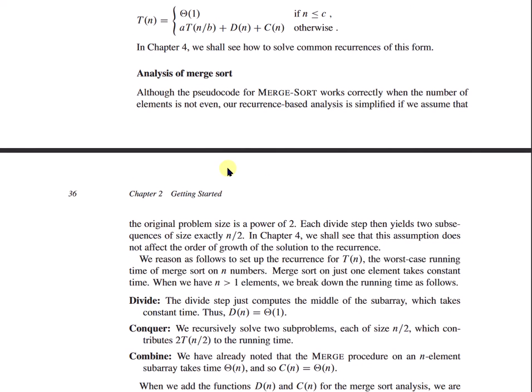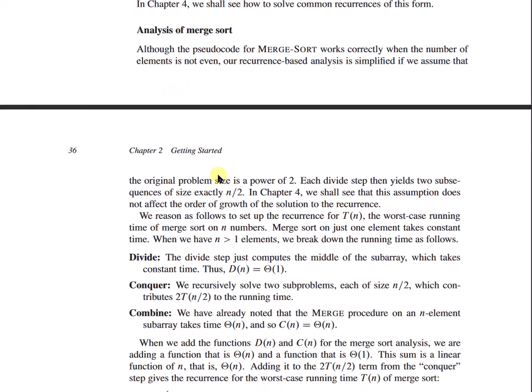Analysis of merge sort. Although the pseudocode for merge sort works correctly when the number of elements is not even, a recurrence-based analysis is simplified if we assume that the original problem size is a power of 2, so each divide step yields two subsequences of size exactly n by 2. In chapter 4, we shall see that this assumption does not affect the order of growth of the solution to the recurrence. We reason as follows to set up the recurrence for T(n), the worst-case running time of merge sort on n numbers.